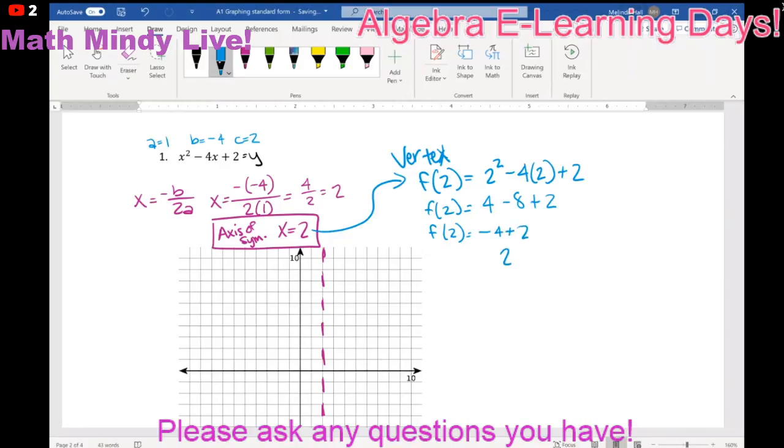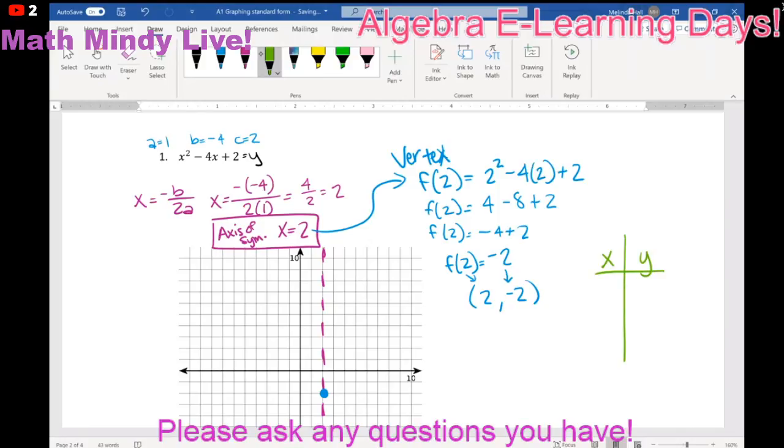And so the nice thing about function notation is it tells you what your x value is always, and then your answer is your y value. So we would have our vertex at 2, -2, and so we come right 2, down 2, just like that. And so then you can use that number to help you make your table of values to finish your parabola.